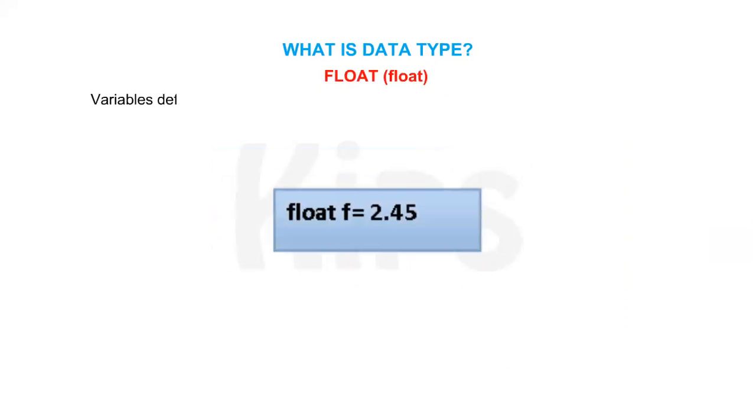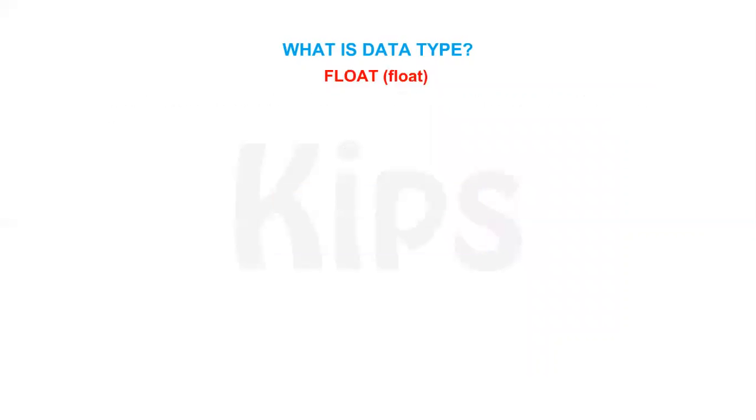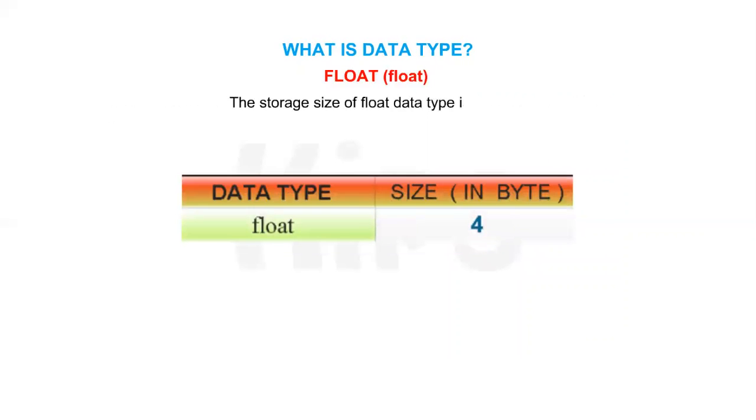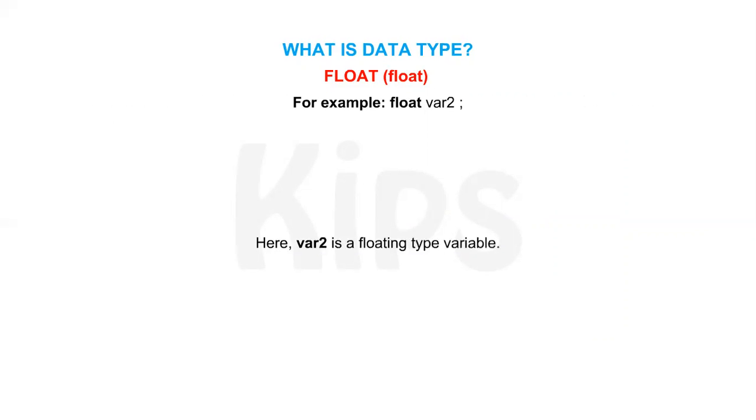Float. Variables defined under the floating data type can hold real numbers such as 2.34, -9.382, etc. The storage size of float data type is 4 bytes. The float keyword is used to declare a variable of floating type. For example, float variable2; Here variable2 is a floating type variable.